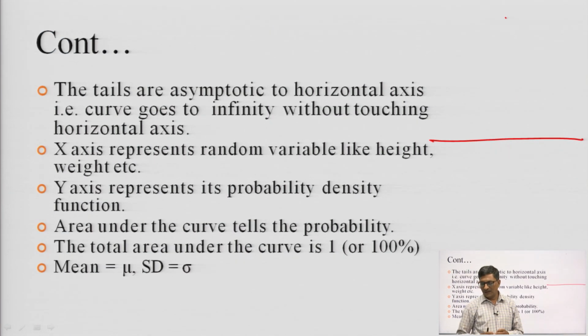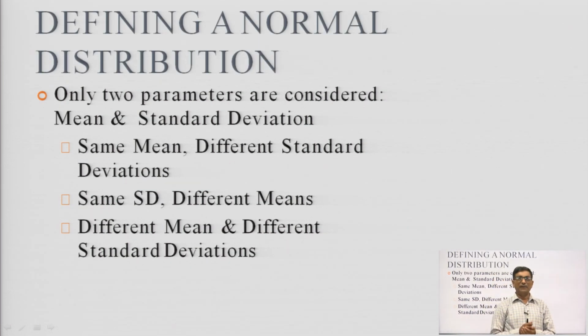Next, the mean or mu and standard deviation: the area under the curve tells the probability, and the total area under the curve is 1 or 100%. Mean is represented by mu and standard deviation by sigma. When we define the normal distribution, we consider only two parameters, mean and standard deviation, and there are three cases: same mean but different standard deviation; same standard deviation but different means; and third, both mean and standard deviation are different.